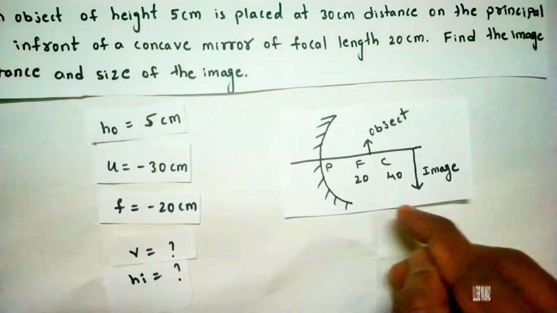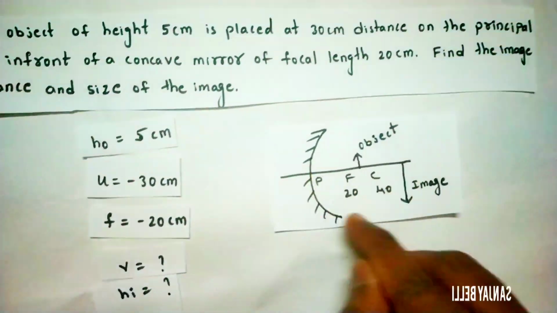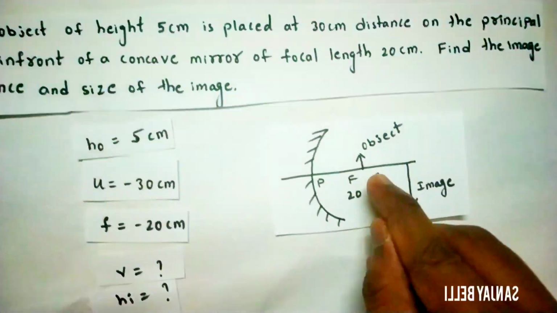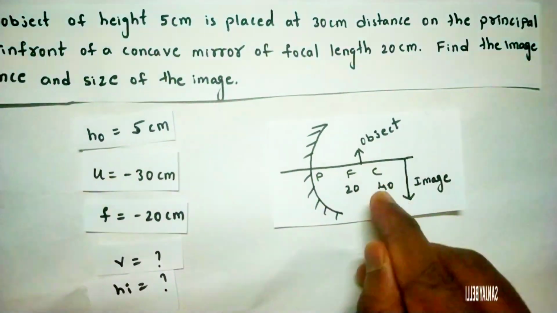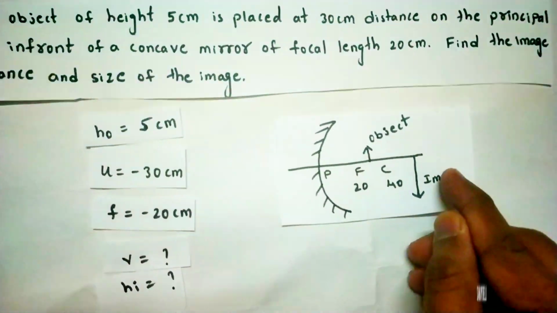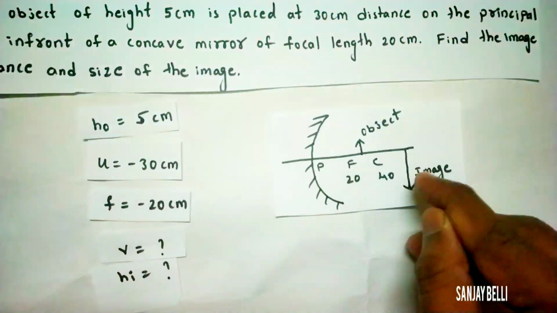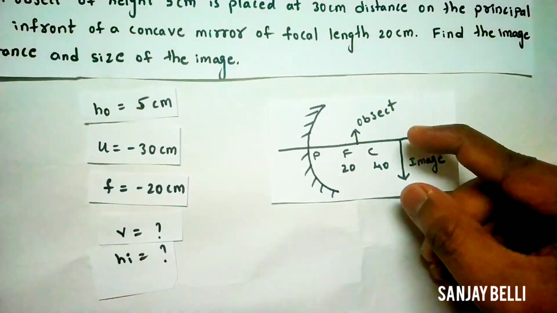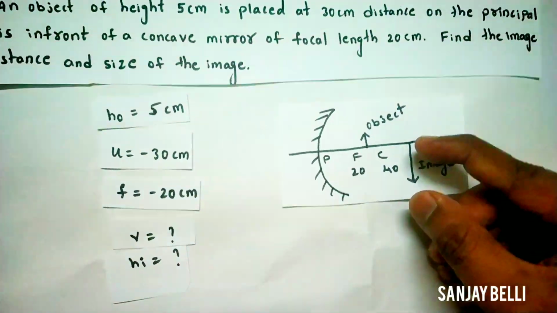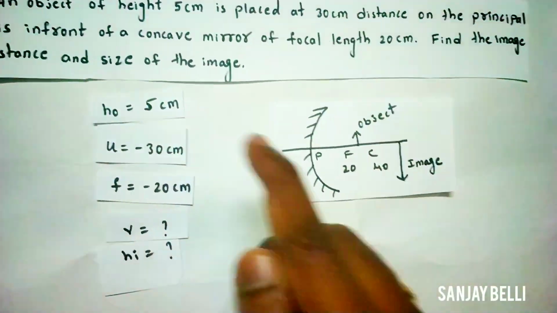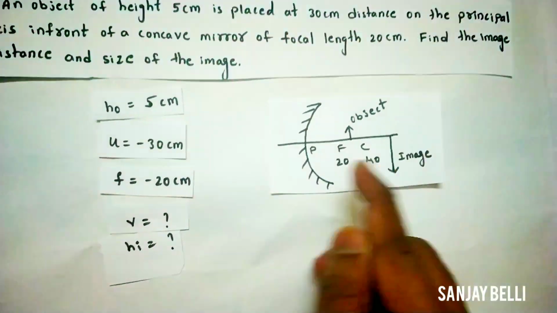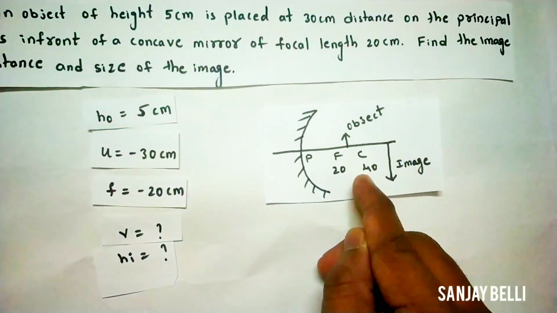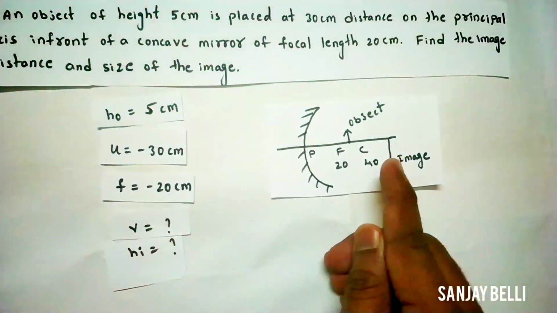So your image will be obtained beyond C. That means your v value should be greater than the center of curvature, greater than 40. It is real and inverted, so it should be minus. And what about the image size? It should be enlarged, greater than 5 centimeters, and it should be minus. And the v value should be greater than 40 and it should be minus.